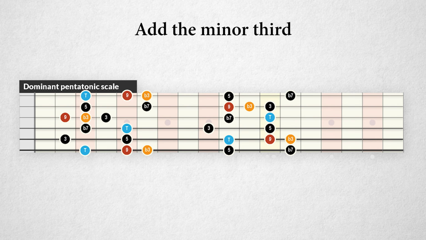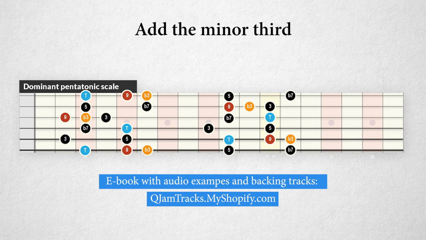And to create a more lively and maybe blues effect, you can add the minor 3rd to the scale, but use this sparsely.